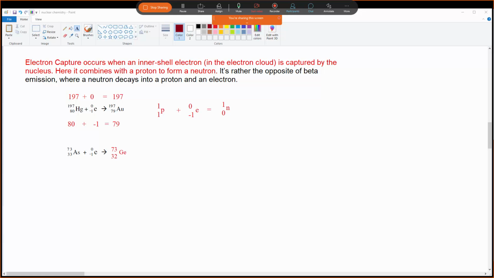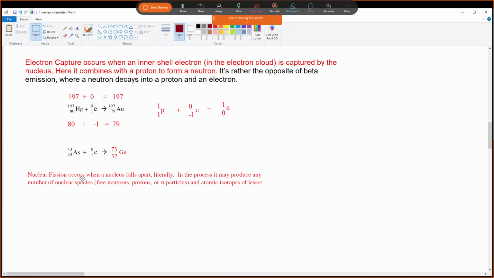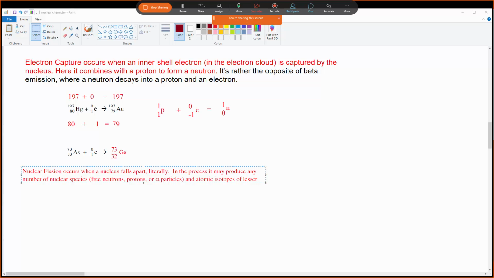It might also be true that you can help induce it to fall apart by bombarding it with something, right? So let me copy and paste these here. Here we go. Nuclear fission occurs when that nucleus falls apart, literally, okay? So again, you might get more than one thing, but the important thing is that it falls apart, and you're going to look at the overall mass to see how this happened. So here's an example.